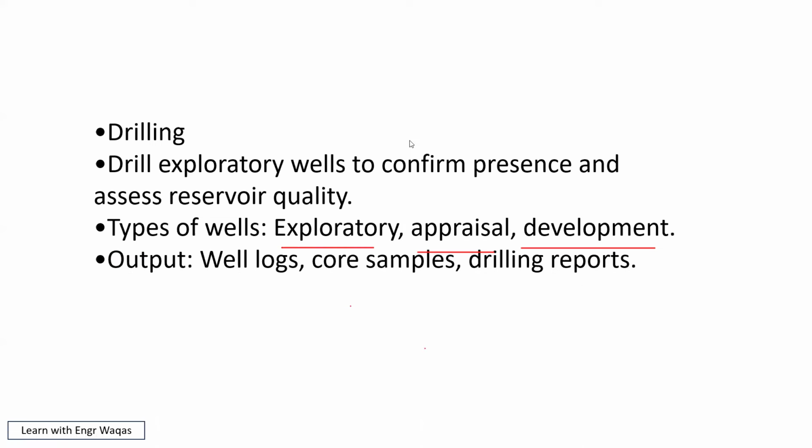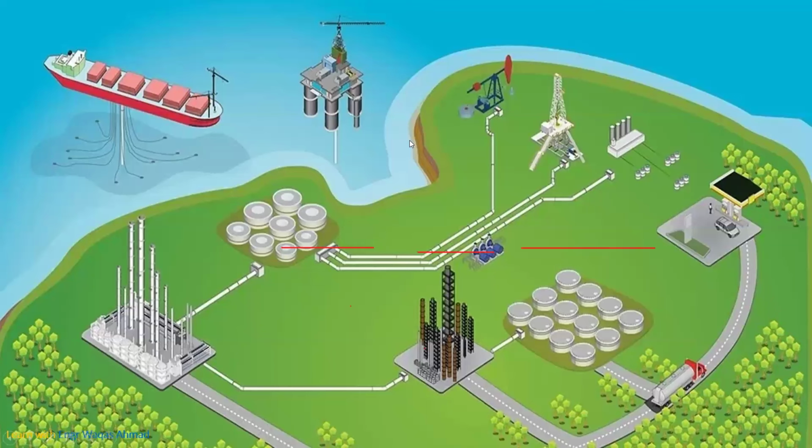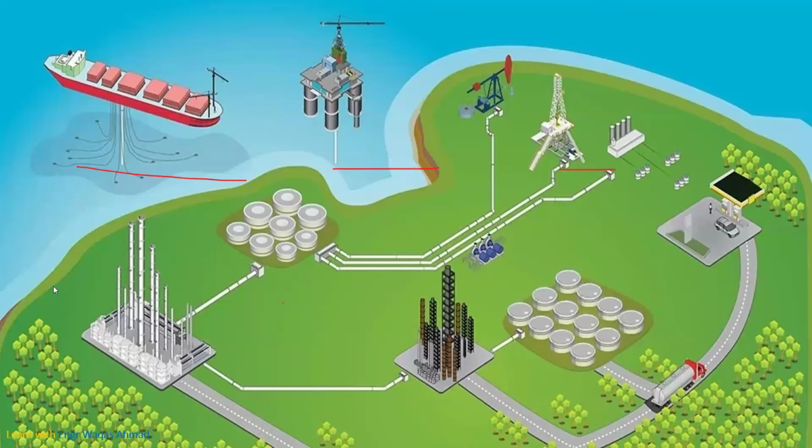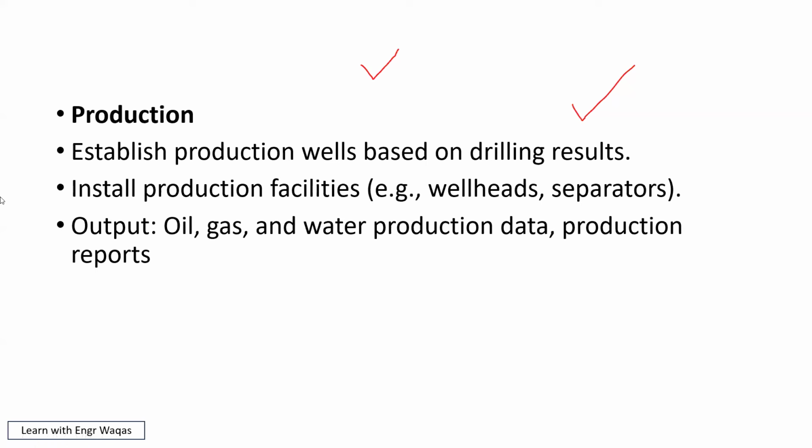Okay, so that's what we have in upstream industry. So next we have production. Establish production wells based on drilling results. Once your drilling is done, see here, drilling is done. What do you need to do next? You have to get the production team ready after recovery of these hydrocarbons. What do you need to do? Establish production wells based on drilling results.